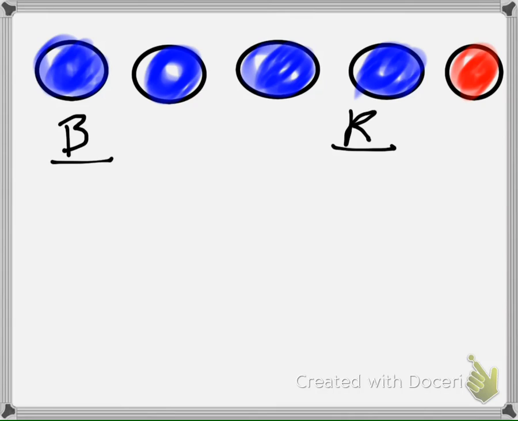Now when you look at the board, how many blue crayons do I have? 4, right? So I'm going to write 4 underneath there. How many of them are red? 1. Does 4 plus 1 equal 5? Yes, it does. So that's one way to do it. If I have 4 blue crayons, I'm going to have 1 red.